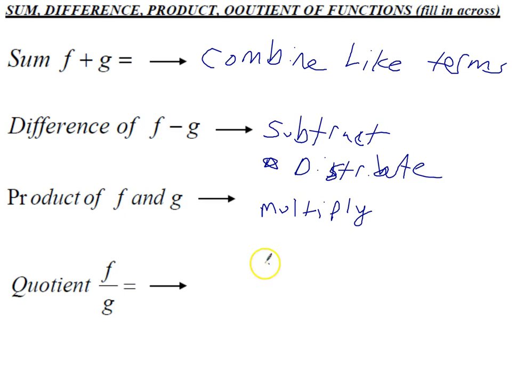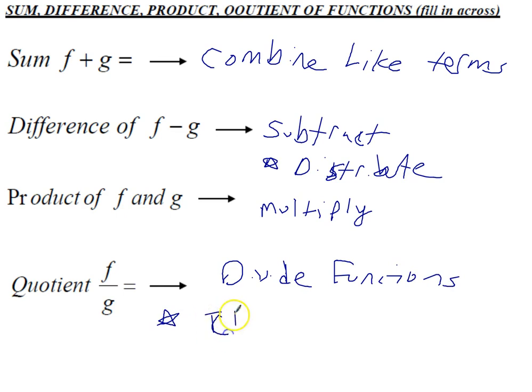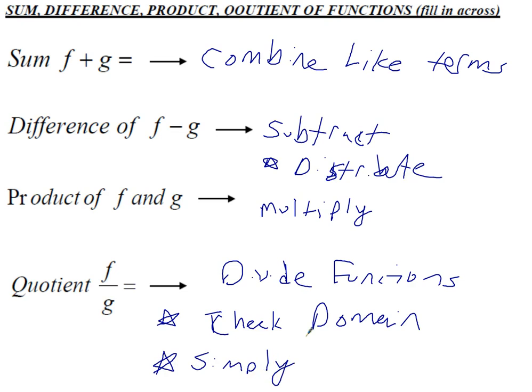And the last one is we are going to divide one function by the other. The thing that we are going to have to be careful of here is, first, we are going to have to check our domain, because the domain of the function might change, especially when you are dividing one function by the other. We can't have 0 in our denominator, so our domain may have to be changed. And secondly, we are going to have to check to see if we are able to simplify these functions.